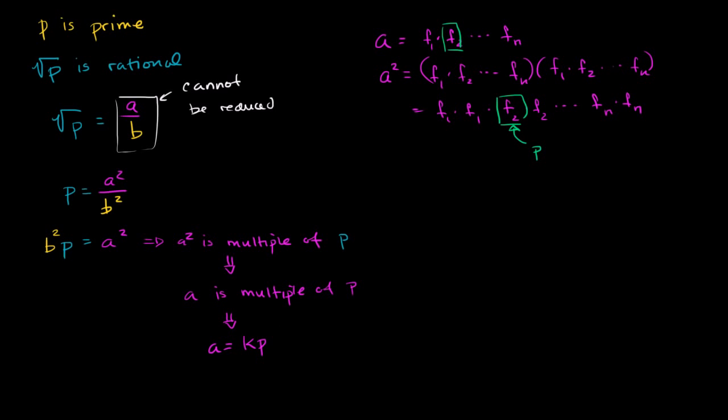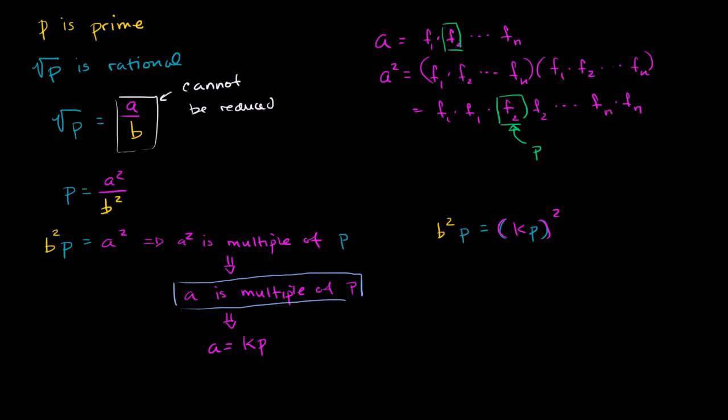And actually, let me box this off because we're going to reuse this part later. But how can we use this? Well, just like we did in the proof of the square root of 2 being irrational, let's now substitute this back into this equation right over here. So we have b squared times p is equal to a squared. Well, a, we're now saying we can represent that as some integer k times p. So we can rewrite that as some integer k times p, squared.